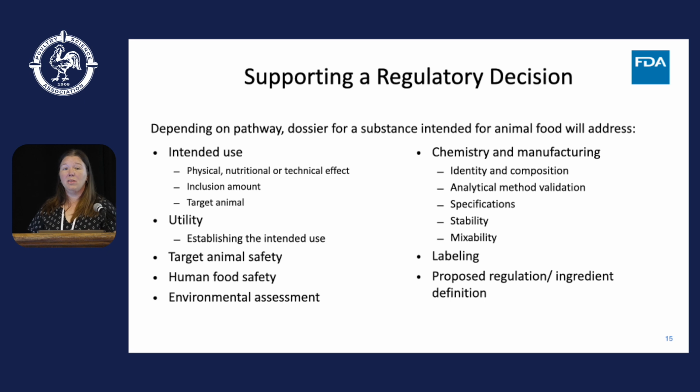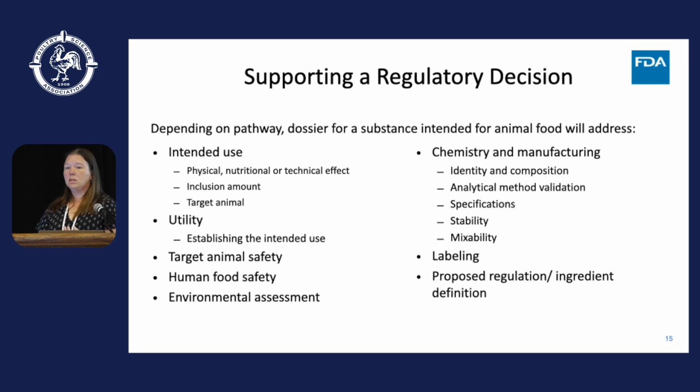So for each of those pathways, you're going to need to address the intended use. And that intended use is composed of 3 pieces. First is that physical, nutritional, or technical effect. Why are we including that substance into the feed? Why are we feeding that to the animal? What do we want to get out of it?